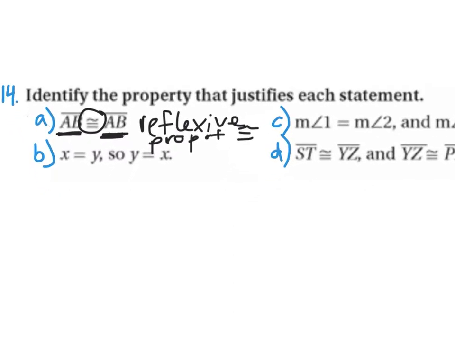Now let's look at B. X is equal to y, so y is equal to x. So these are flipped, but we're still dealing with the same equation, just flipped. So it is symmetric property of equality, because we have equal signs.